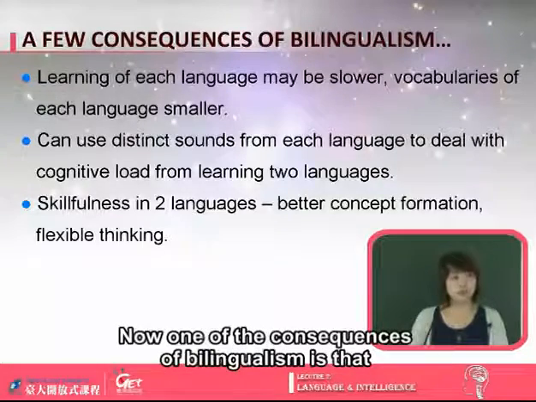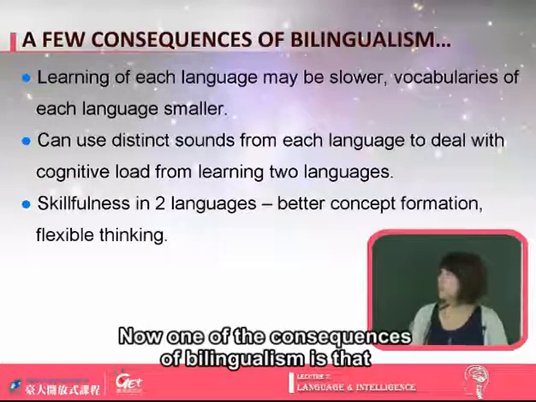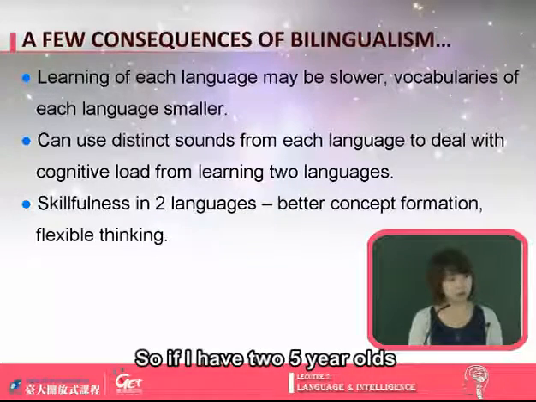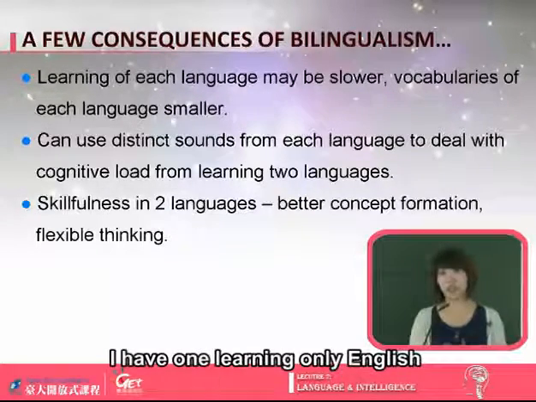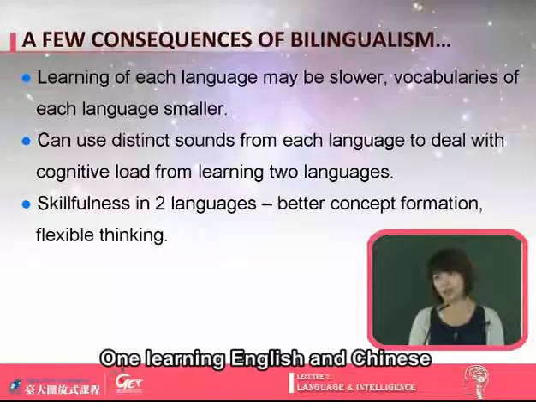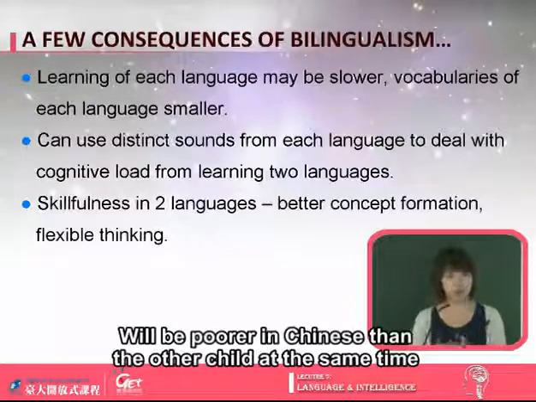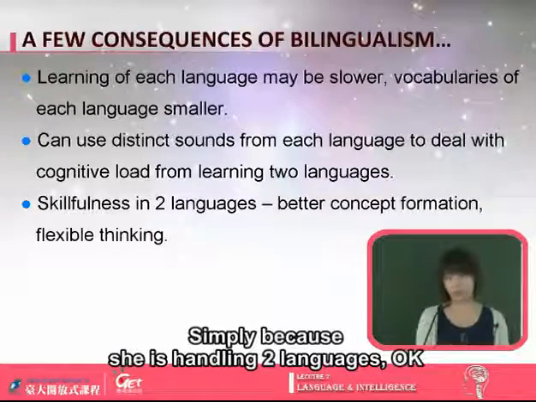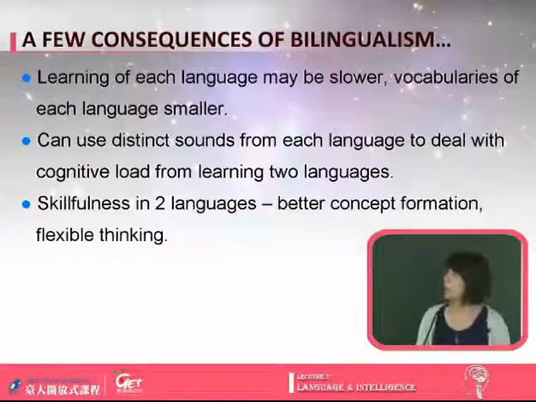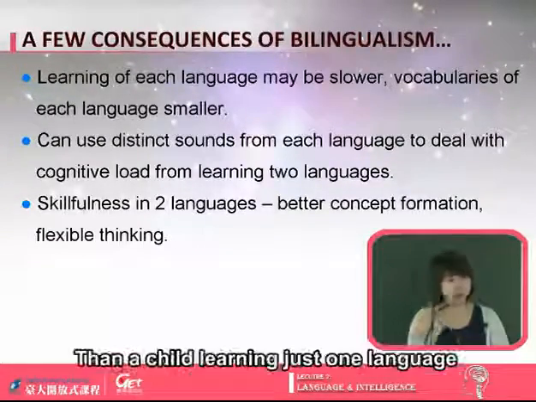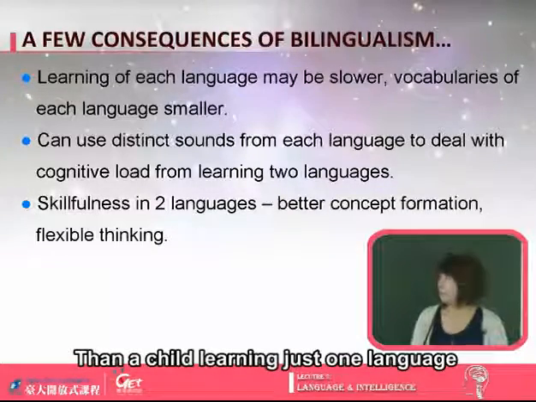Now, one of the consequences of bilingualism is that the learning of each language will be slower. So if I have two 5-year-olds, one learning only English, one learning English and Chinese, the one learning English and Chinese will be poorer in Chinese than the other child at the same time, simply because she's handling two languages. Okay? And the vocabularies of each language will be smaller as well than a child learning just one language.